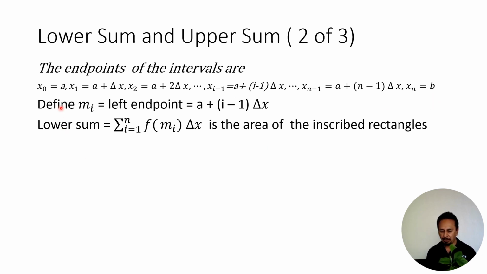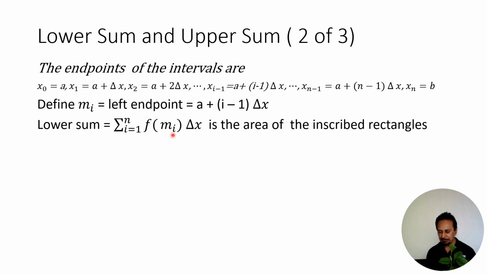Okay. Now we define m sub i, little m star, or lowercase m sub i, as the left endpoint. And that's the formula we're going to use throughout this section and the next section: a plus (i minus 1) delta x. Okay, so we substitute this m sub i value in the original function, and that's the lower sum, the sum from i equals 1 to n of f of m sub i times delta x.